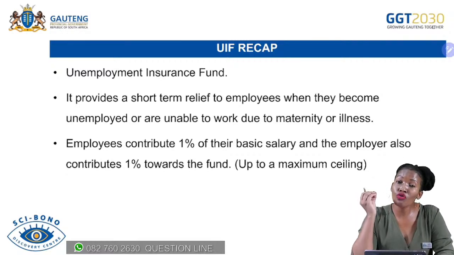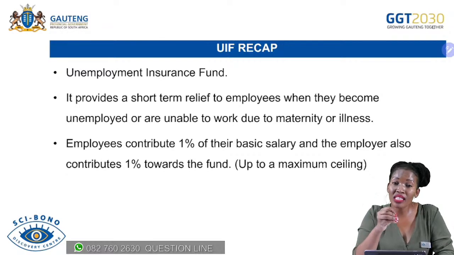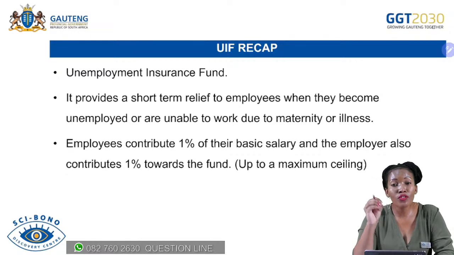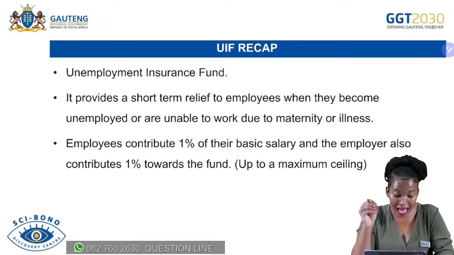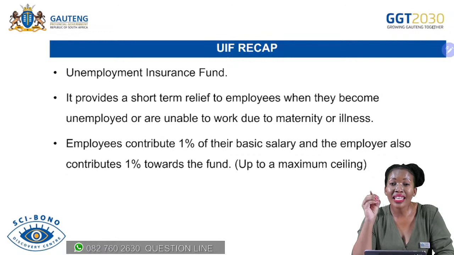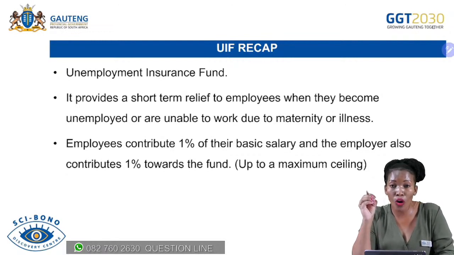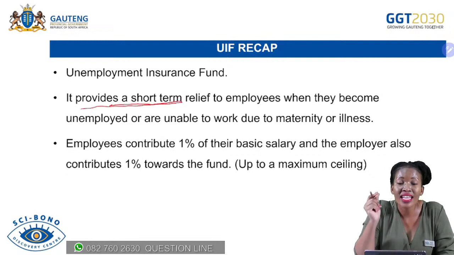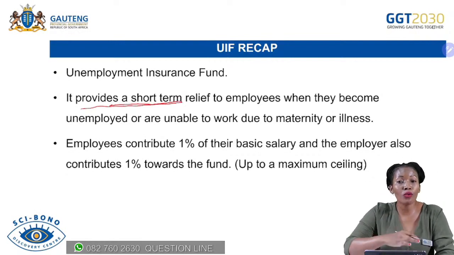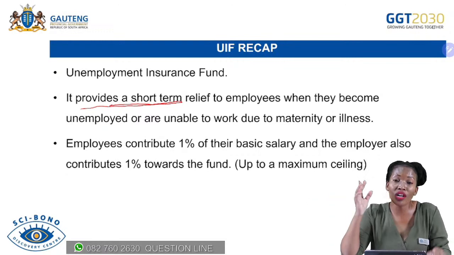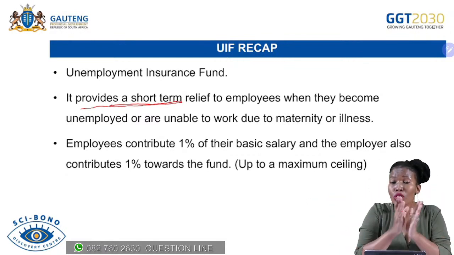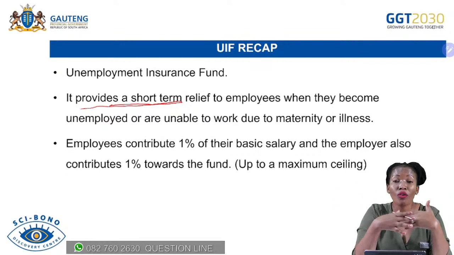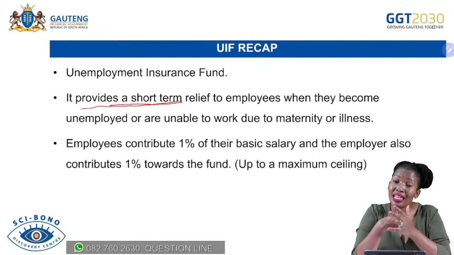What you must know is that UIF is your Unemployment Insurance Fund. It is a short-term relief to employees when they become unemployed or are unable to work due to maternity or illness. And then the key word here, guys, is that it provides short-term relief. It's not something that you can rely on for life. It's only for a certain period of time, and most of the time it's only for 6 months. It's just to provide relief, to provide assistance when a person is unable to work.